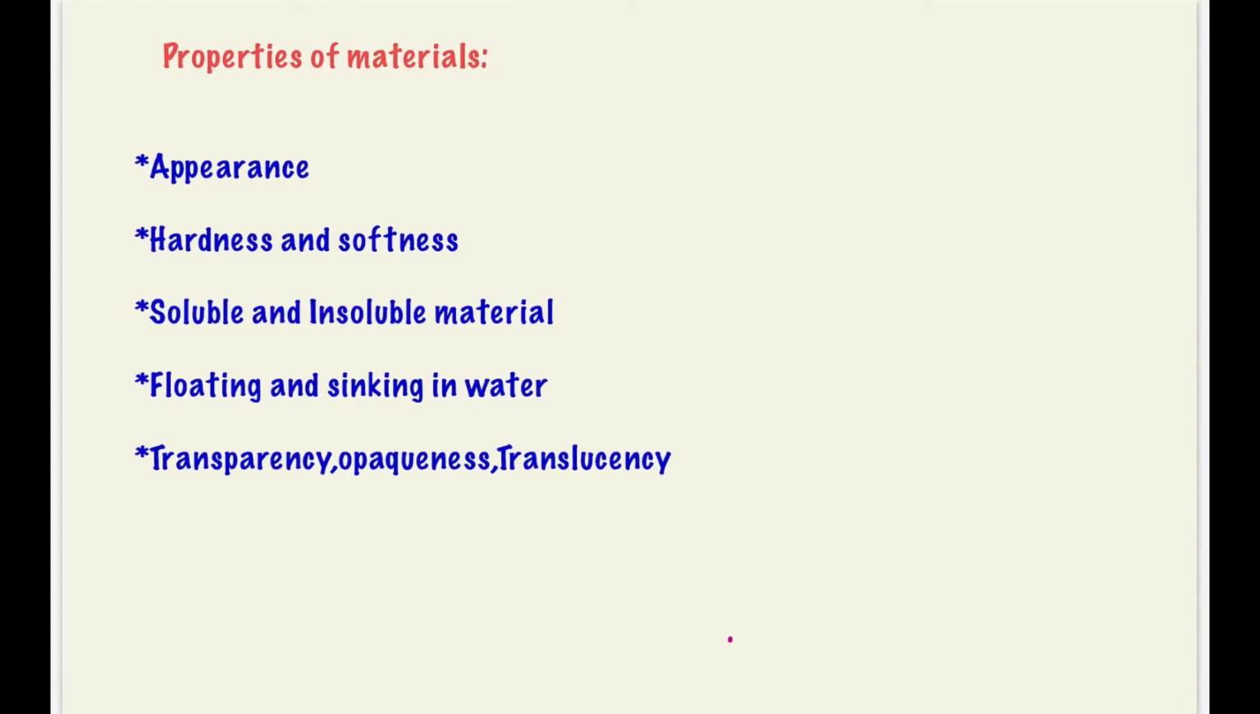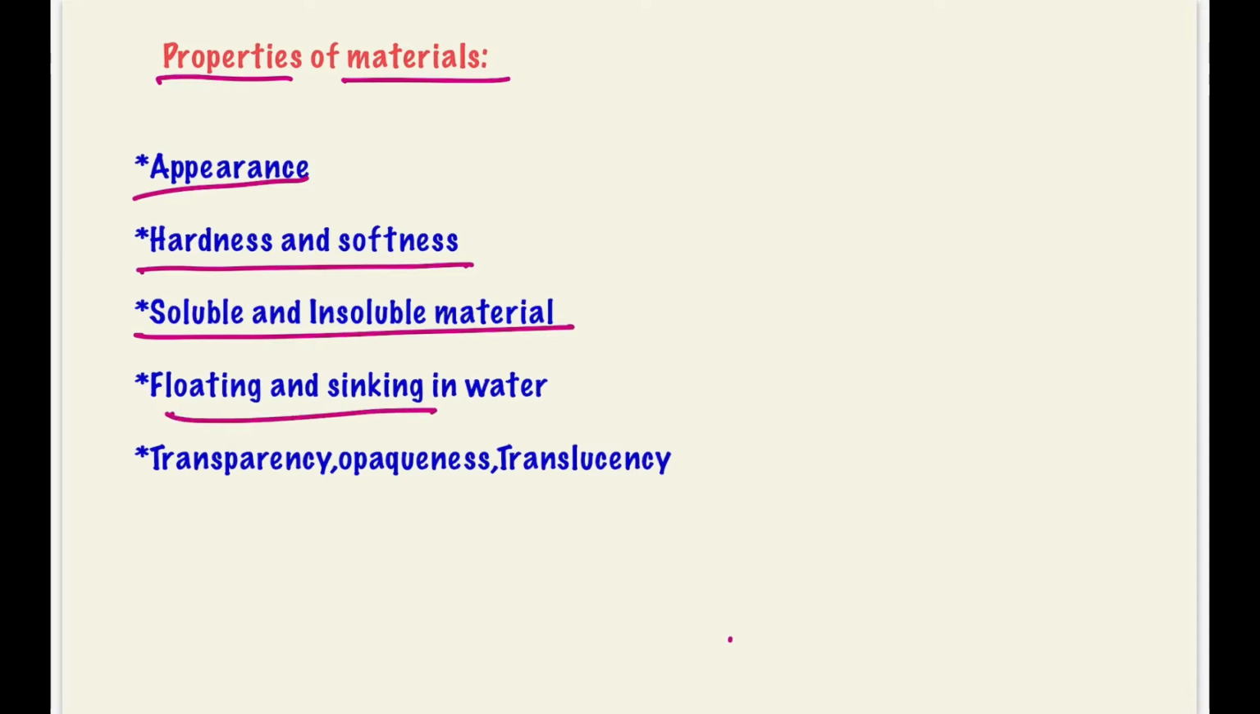So now we know that different materials have different properties. So now we will discuss these properties: appearance, hardness and softness, soluble and insoluble, floating and sinking, transparency, opaqueness and translucency. These are all the properties which materials have. So we will discuss them in detail.